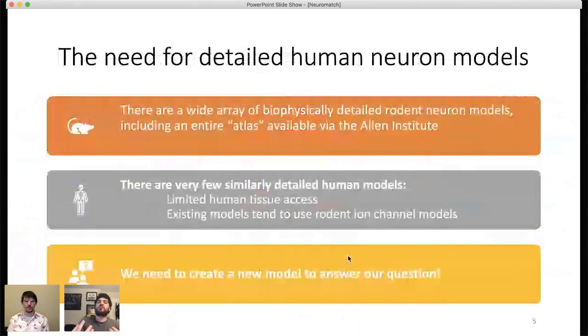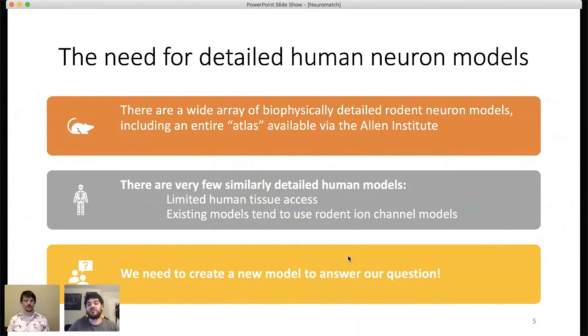Now, this also highlights the need to create distinctly human neuron models. Obviously, most of our very detailed neuron models come from the rodent setting, given the availability of rodent experiments and rodent tissue. I'm sure many of you are familiar with the Allen Brain Atlas, which has hundreds and hundreds of these very biophysically detailed rodent models. When you look at the human literature, things are much, much more limited. Now, one obvious reason for that is the fact that we have much more limited access to human tissue as opposed to rodent tissue.